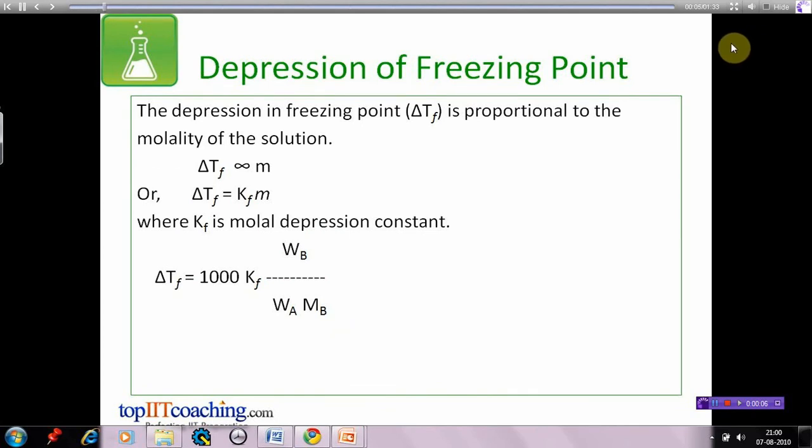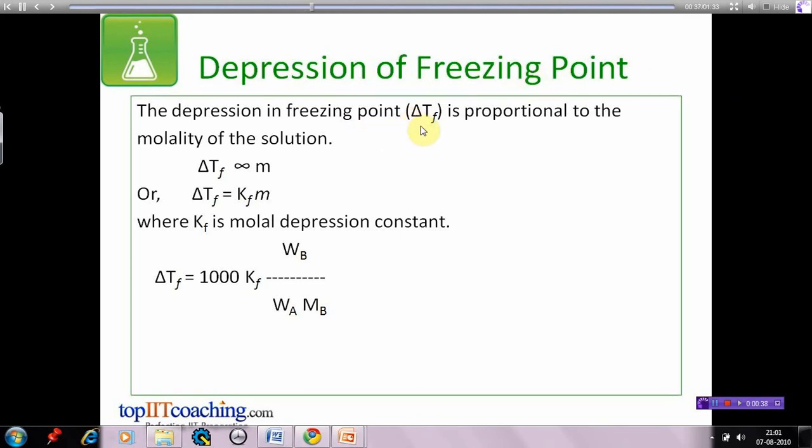The next colligative property that we are going to discuss is the depression of freezing point. Freezing point is the temperature at which the solid and the liquid state of the substance have the same vapor pressure. So I can say that at the freezing point, the vapor pressures of the solid phase and the liquid phase are equal. Now, since the vapor pressure of the solution is lower than that of the pure solvent, lower temperature will be required to achieve that equilibrium condition. That explains why there is depression in the freezing point.